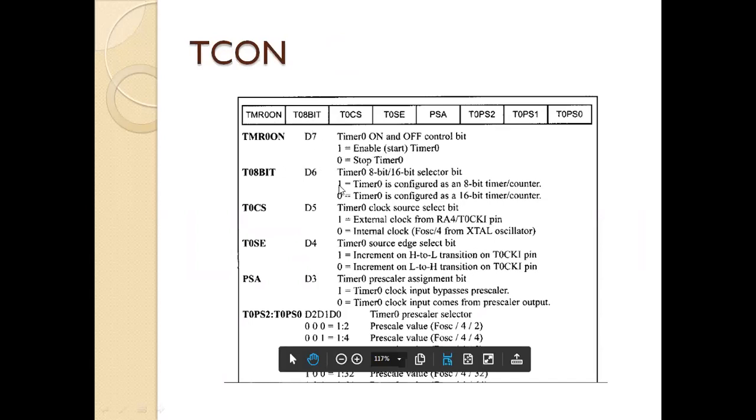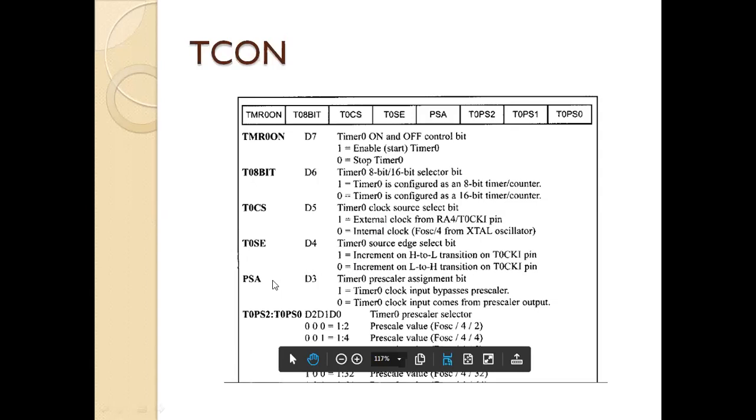T0 8 bit. If it is 1, then you configure the timer as 8 bit. If it is 0, then configure as 16 bit. T0CS, this is the timer 0 clock source bit. If it is 1, then there is the external clock. If it is 0, we use the internal clock. Timer 0 source edge selection bit. If it is 1, then it is incremented on high to low transition. If it is 0, increment on low to high transition.